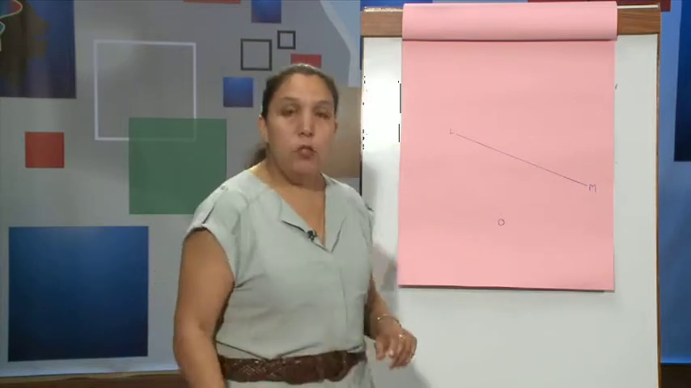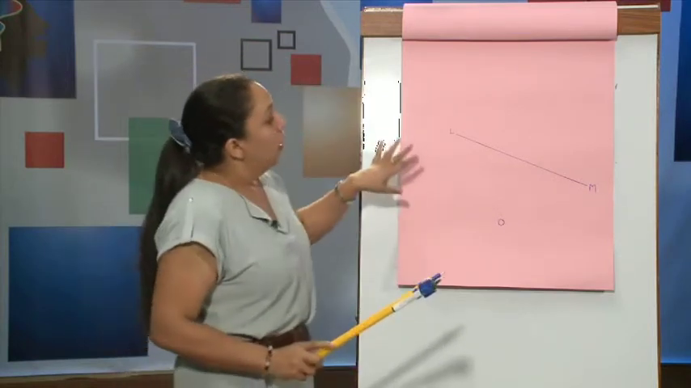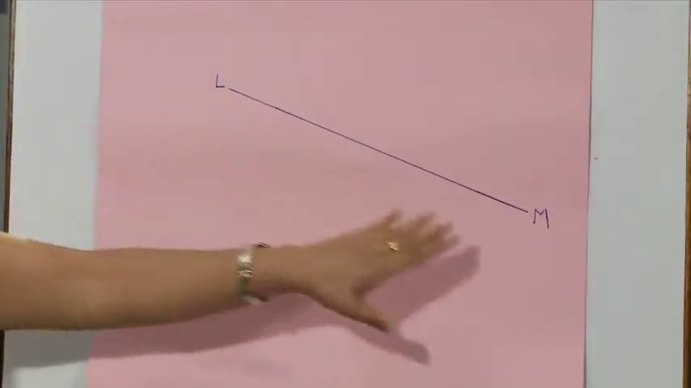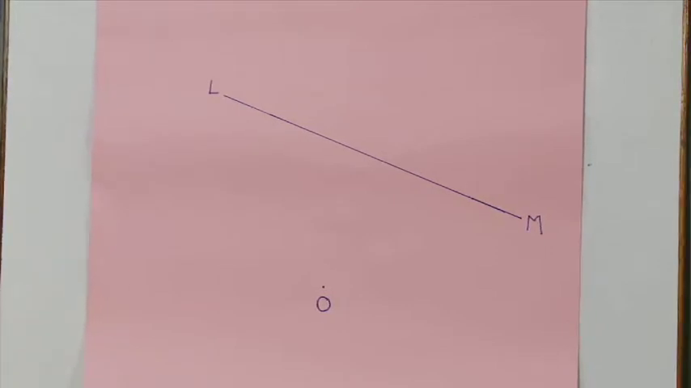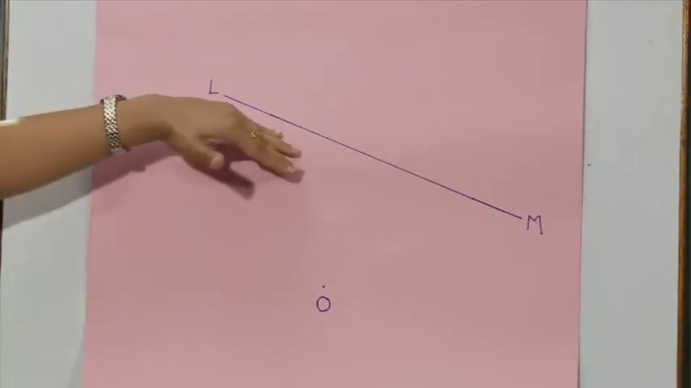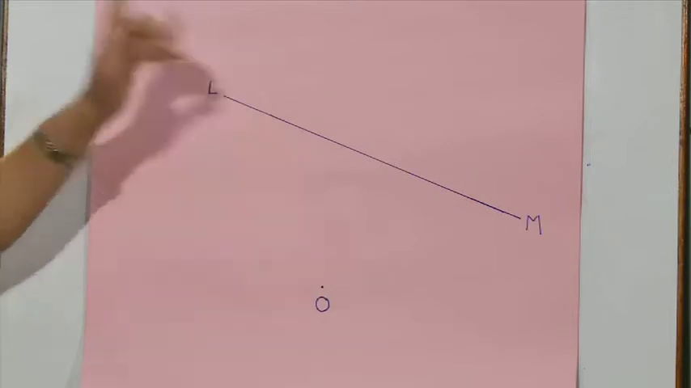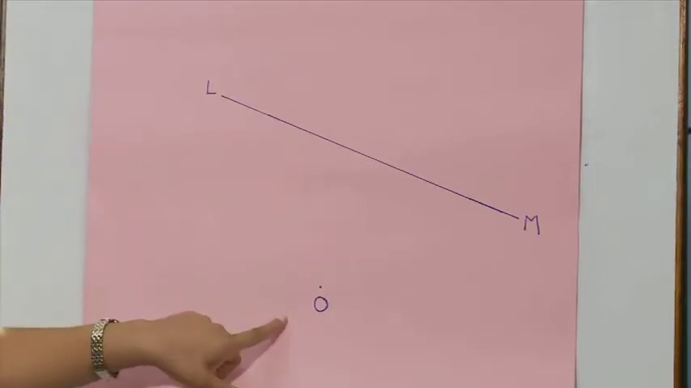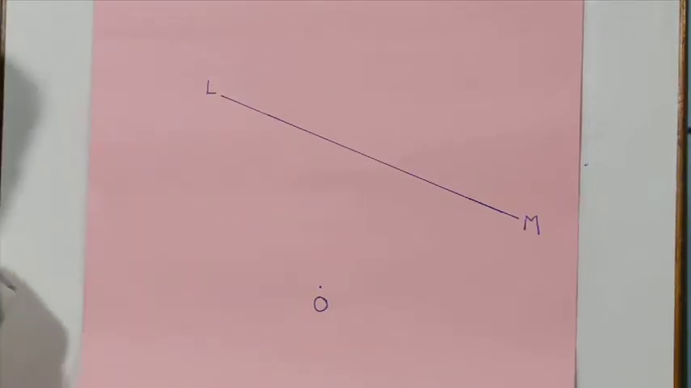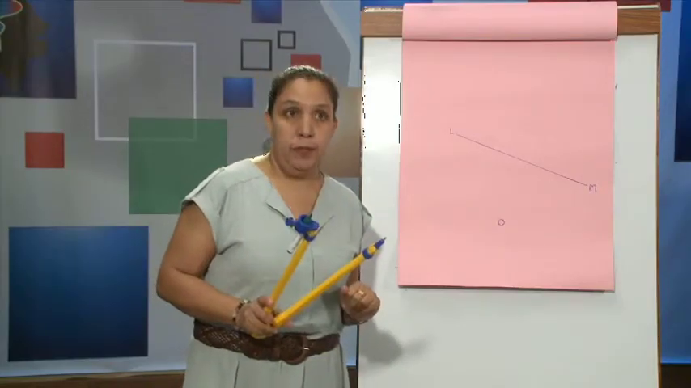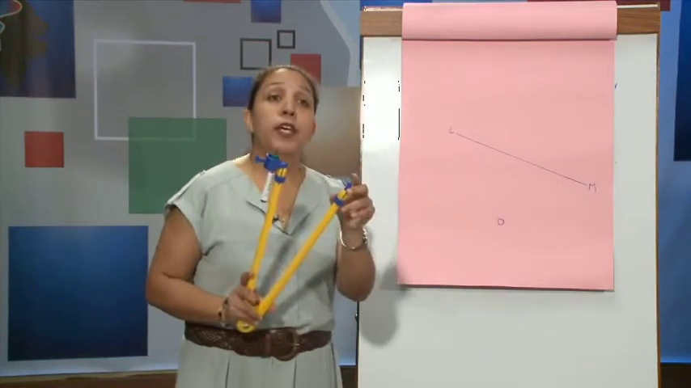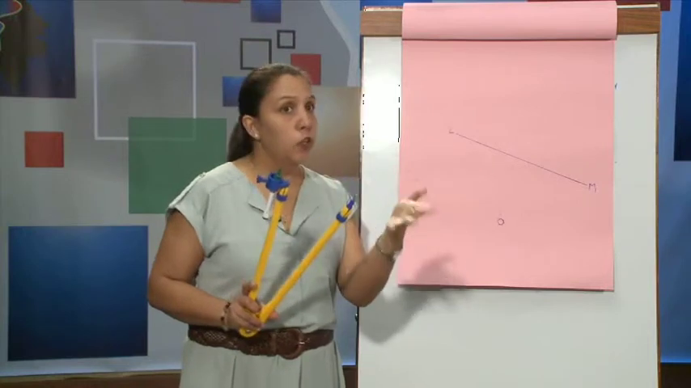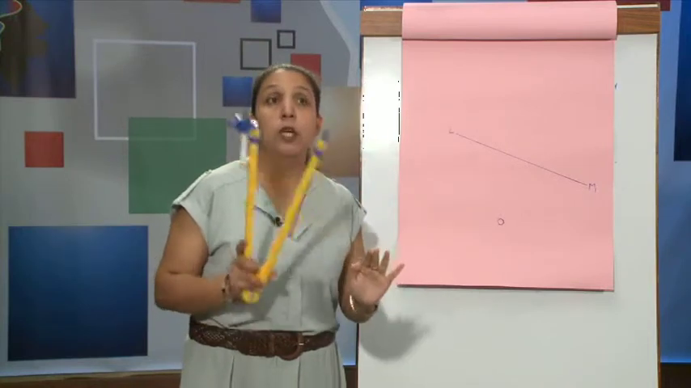Let's start. So the first thing, this is the line LM, okay? Now what you want to do is to draw a line which is parallel to this line LM, but which goes through the point O, okay? How are we going to do it? Well, you will use your pair of compasses. Now, just be careful when using the compasses because of the pointer here, okay? You may hurt yourself, so just be careful when you're using it.